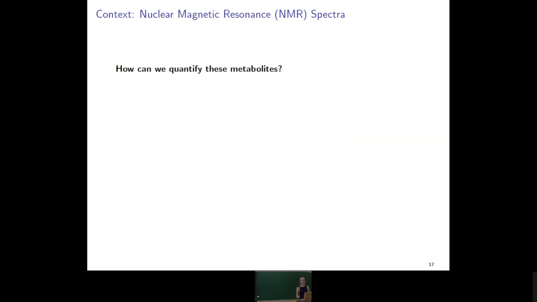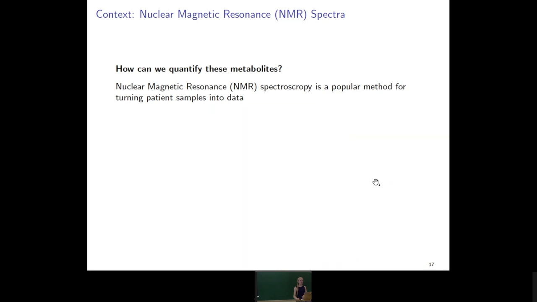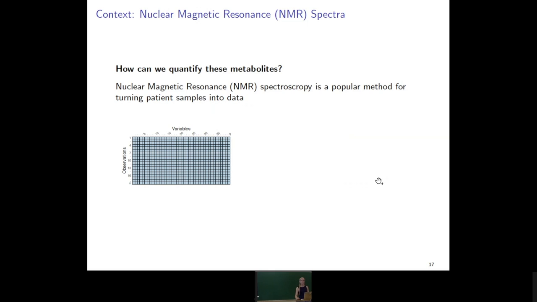Question is, how do we quantify these metabolites? How do we take your data sample of urine or blood and turn it into an Excel spreadsheet? Well, one of the most popular ways of doing this is with nuclear magnetic resonance, or NMR spectroscopy. So this is turning your patient sample into a data matrix, which is what I show you here. This is just kind of a diagram of what it would look like, where we have our observations on the left and then our variables here that are the columns of the matrix again.